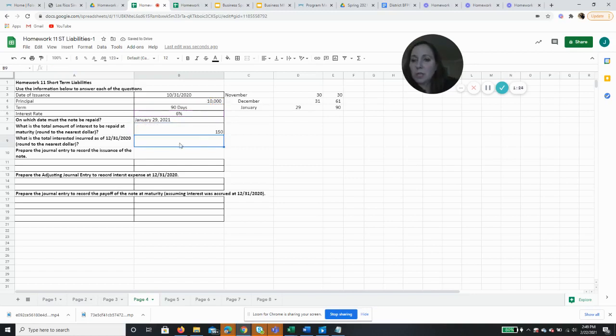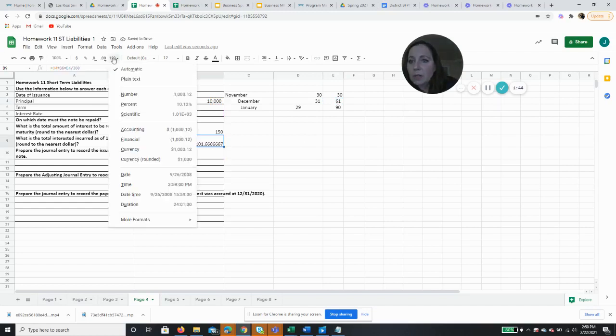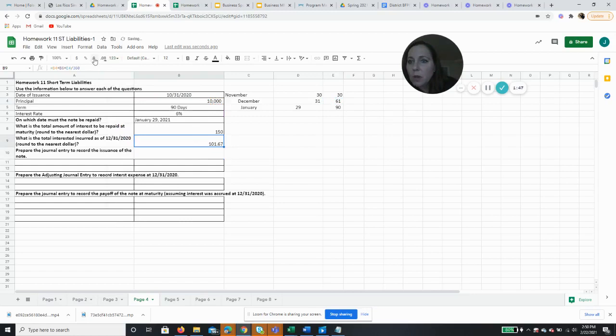What's the total interest incurred as of 12/31? Well, we said as of 12/31, that note would have been outstanding 61 days, so we will have incurred principal times interest times 61 divided by 360, or 101.666. It tells us to round to the nearest dollar, so it's going to be 102.